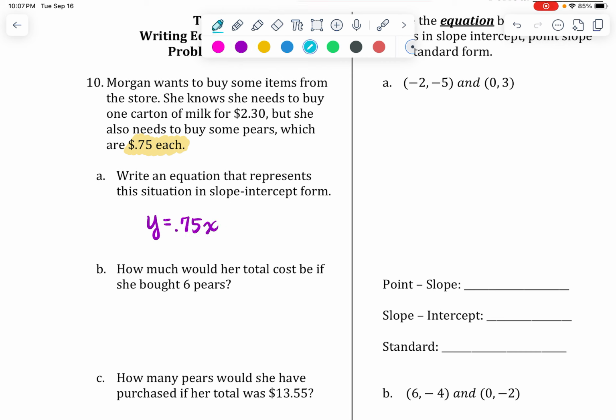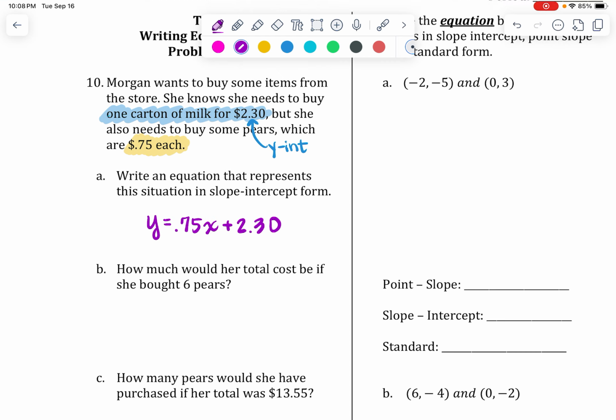Now, I know this doesn't seem like it, but she only wants to buy 1 carton of milk. So there is no slope there, because I know it's $2.30 per carton of milk, but she only wants 1 of them, right? So that's actually our y-intercept because she's only buying 1. That's kind of like her starting price. She knows she's going into the store and spending $2.30 on that 1 carton of milk, but then she is spending more money, 75 cents each per pair, right? I know that's kind of awkwardly written there, but that's how that's going to work.